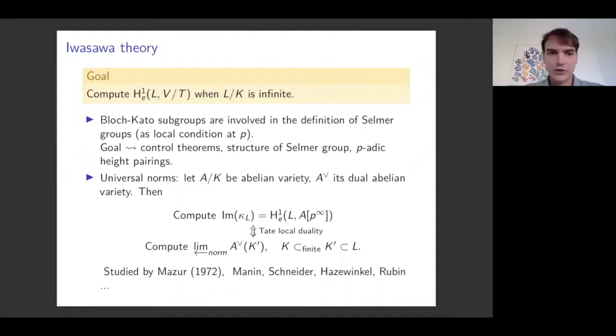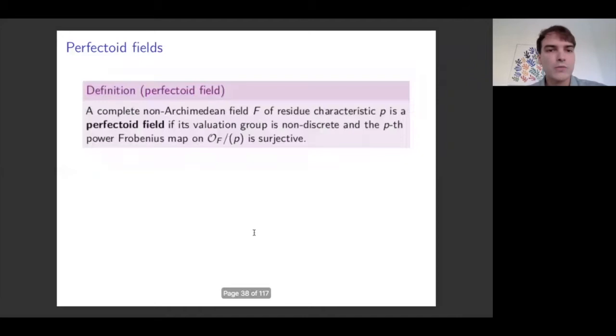Coates and Greenberg's results really concern perfectoid fields. So I will recall the definition here. We will not use the definition, but I just put it so at least we know what we talk about. It's a complete non-Archimedean field of residue characteristic p, whose valuation group is non-discrete, and the p-th power Frobenius map on the ring of integers modulo p is surjective.